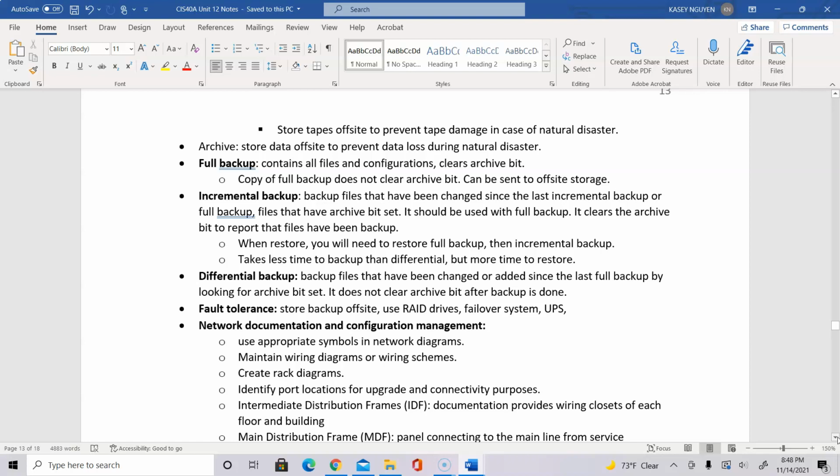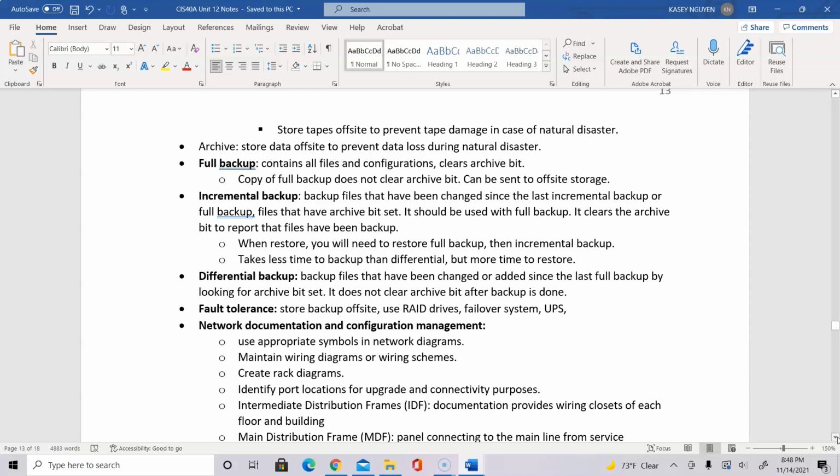When we recover, it would reset the archive bit and report that the files have been recovered. So when you restore, you would restore with the full backup and then the incremental backups. Incremental backup takes a lot less time to perform than differential backup. But when you restore, it takes more time than differential backup.